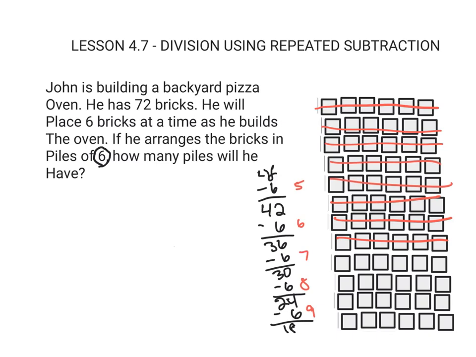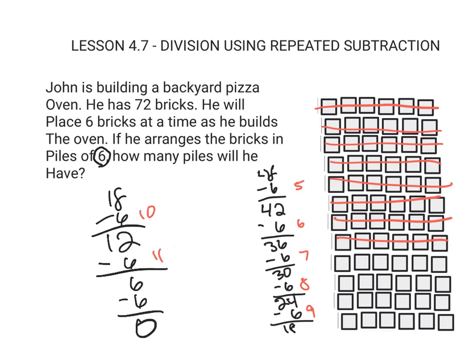So 18 minus 6 gives me 12. Good, and that's number 10. And look, we're almost there. 12 minus 6 equals 6. That's number 11. And we have 6, so 6 minus 6 gives me 0. And that gives me 12. And there's 9, 10, 11, 12. So how many times have we subtracted 6 from 72?